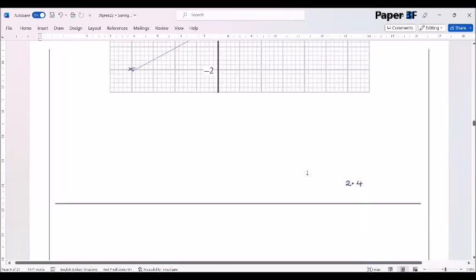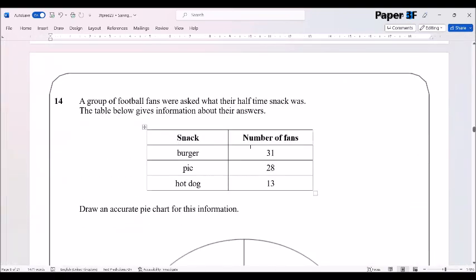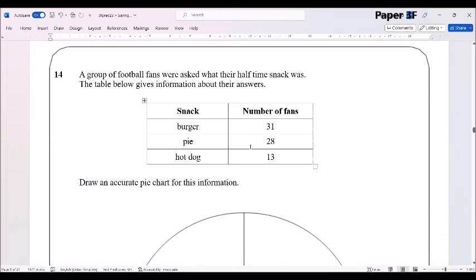Okay, next question. Question 14. A group of football fans were asked what their halftime snack was. The table below gives information about their answers. Number of fans: 31 said burger, 28 said pie, and 13 said hot dog. Now, let's have a look and see what angles we've got to do this then.